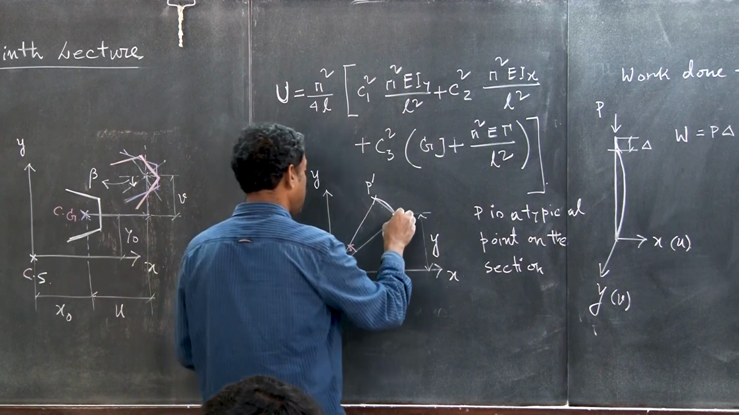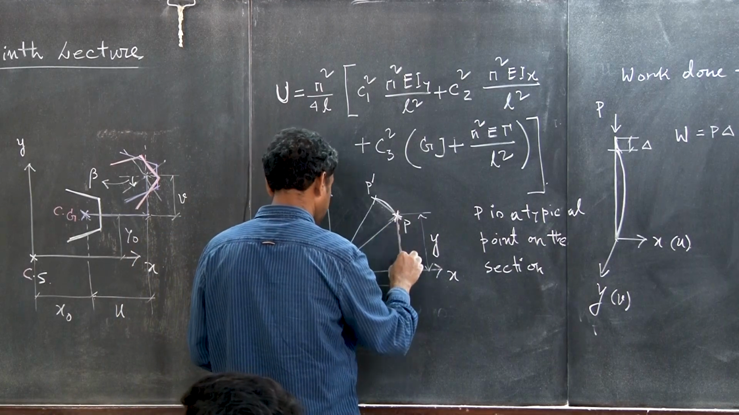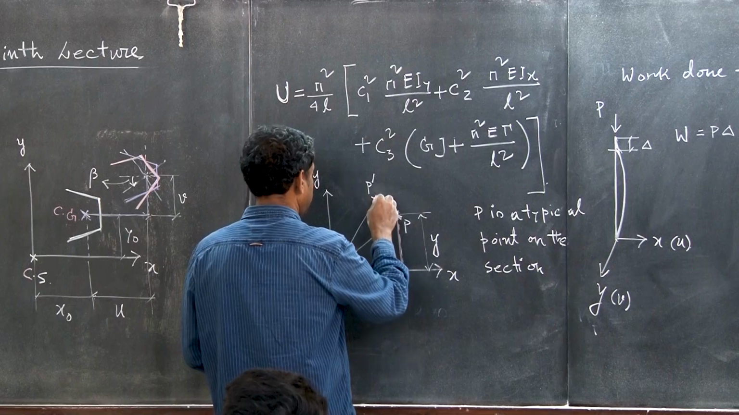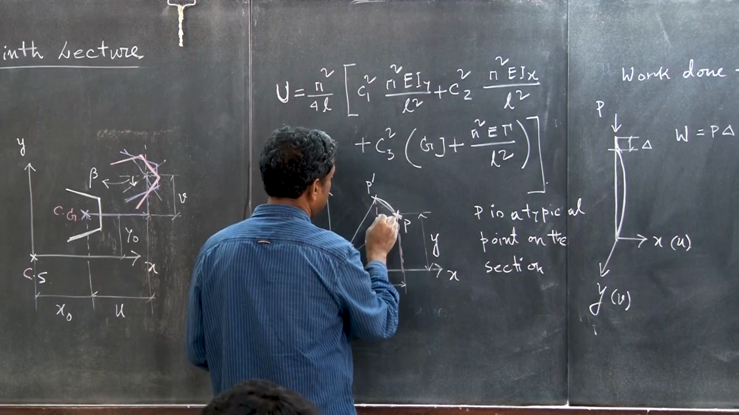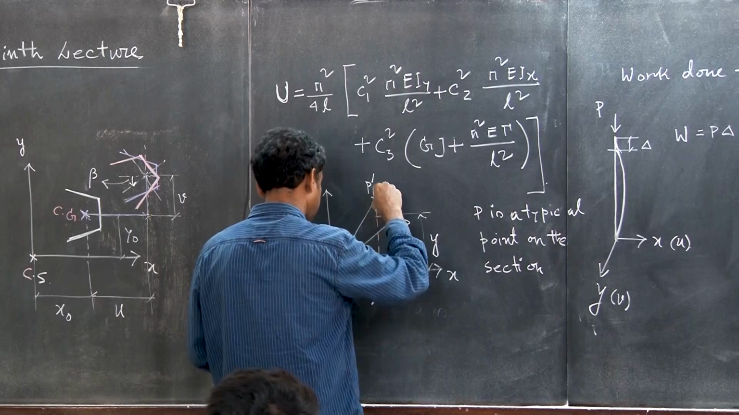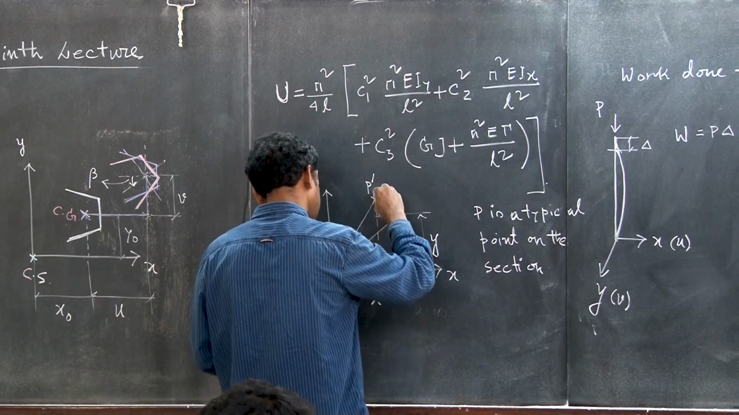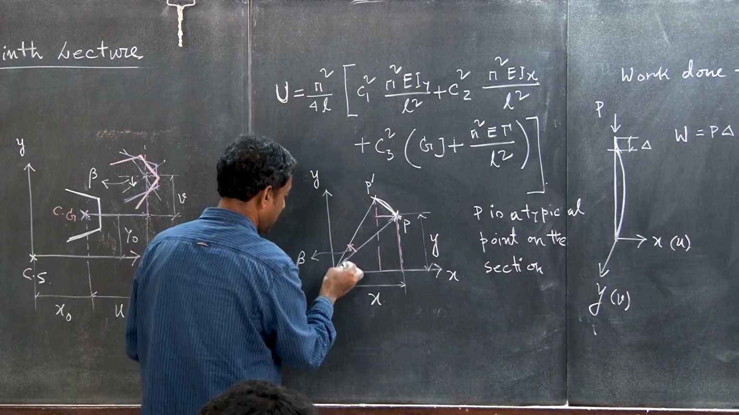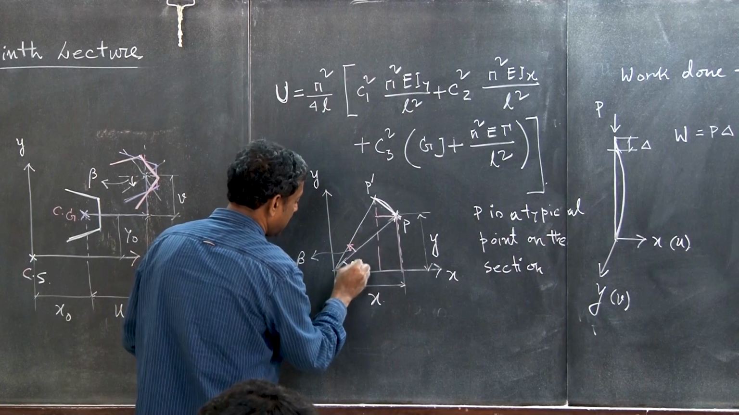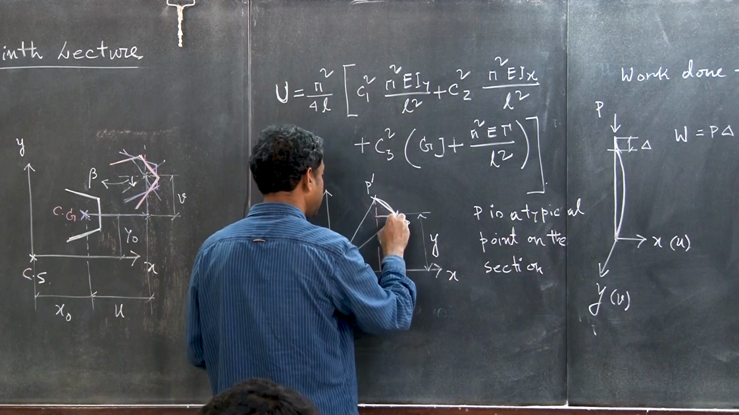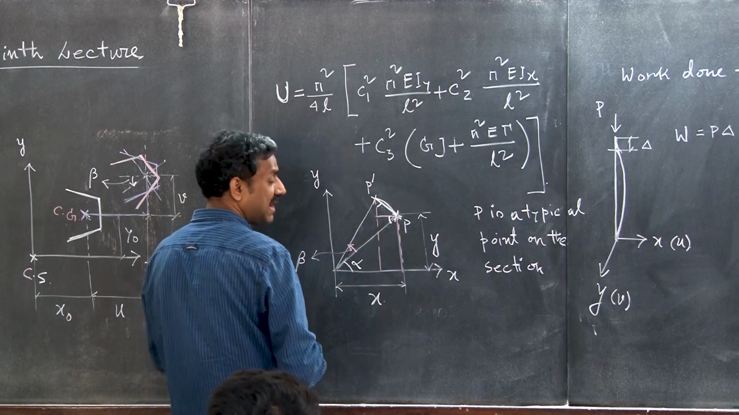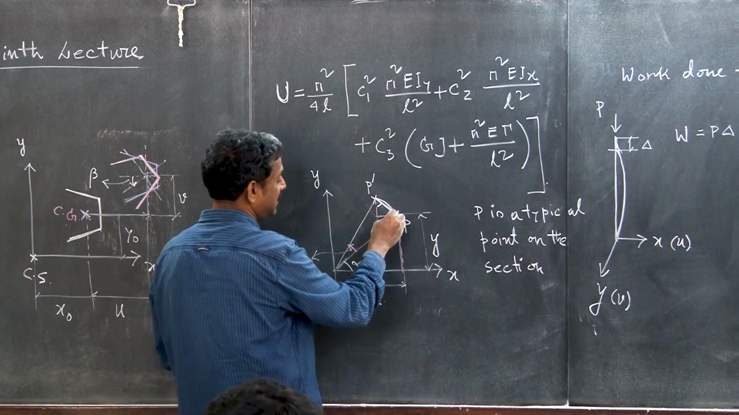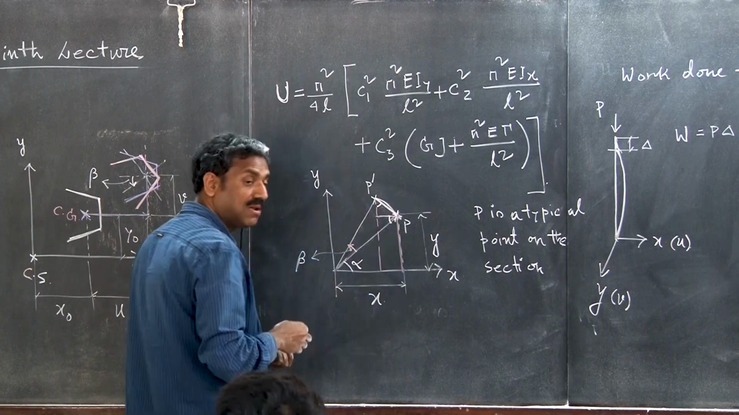Now I am dropping a perpendicular here, and I am also dropping a perpendicular here. This fellow is like this. So, this angle is alpha, this angle is alpha, this angle is also alpha.